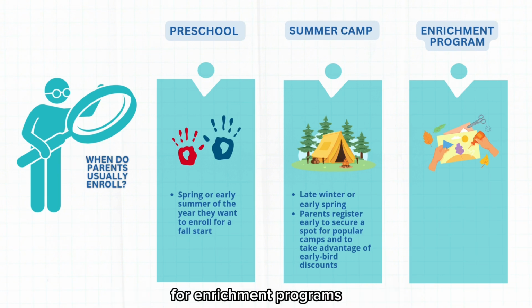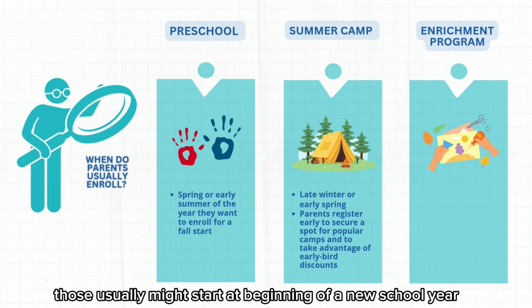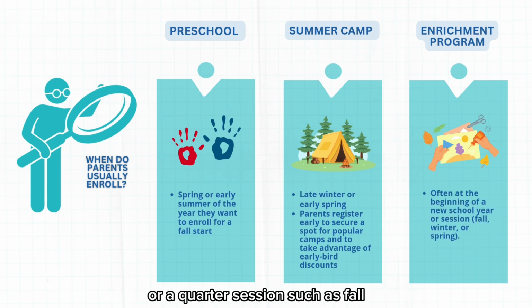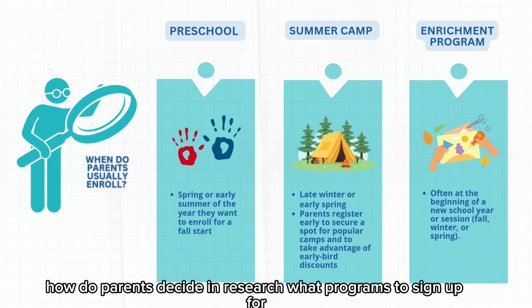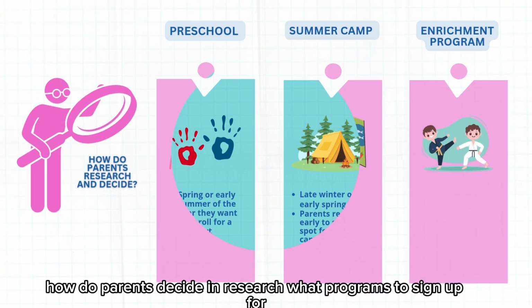For enrichment programs, those usually might start at the beginning of a new school year or a quarter session such as fall, winter, or spring. How do parents decide and research what programs to sign up for?